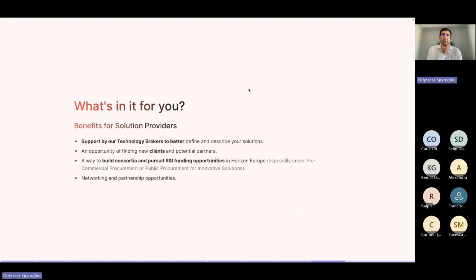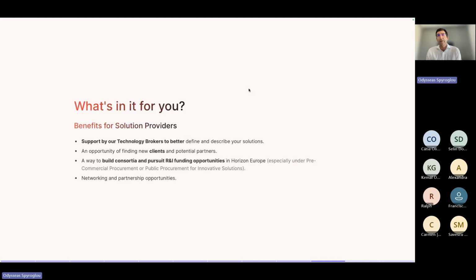So what's in it for you? What are you going to gain? First of all, you will gain access to clients, an opportunity to build some working relations with clients that are actually looking for solutions.